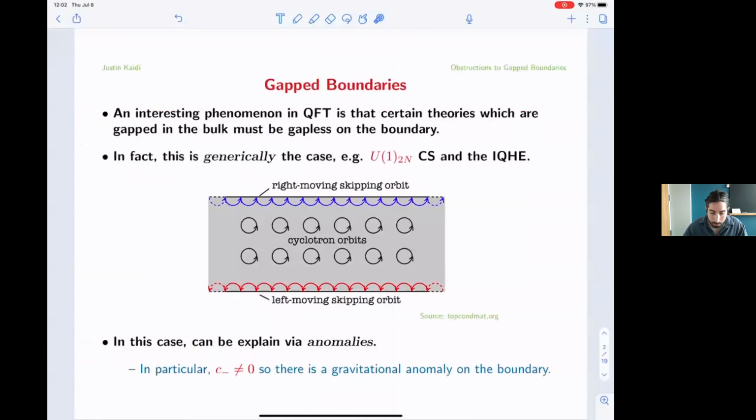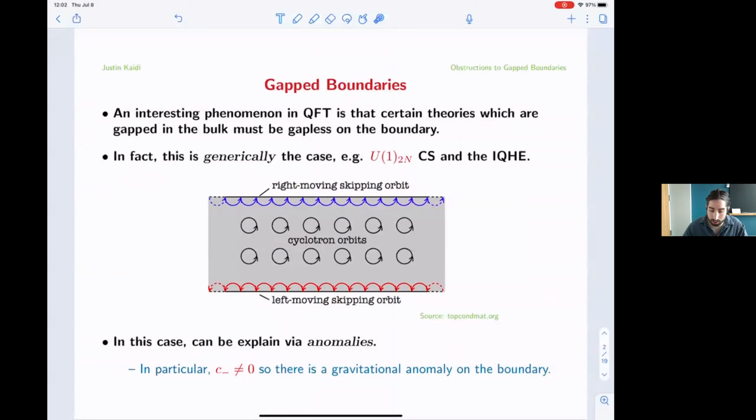Right. But okay, speaking of boring, I do have to give you the obligatory introductory slides. So let's begin with something that we all know. We all know that there is a phenomenon in QFT, which is that some theories which are gapped in the bulk are necessarily required to host some gapless modes on the boundary. In fact, there's some sense in which one could say that this is sort of the generic situation.